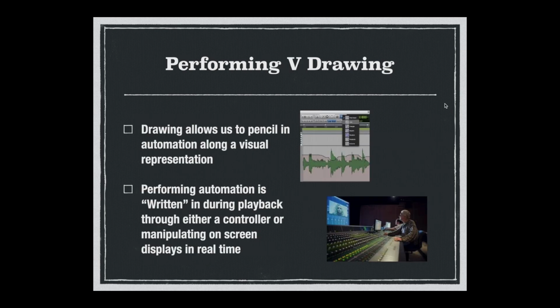So we can control the automation in one of two ways: performing the automation or drawing in automation. Drawing the automation allows us to pencil in automation along that visual representation I showed you before. This is a screenshot of Pro Tools. We can pull up the automation line and use our pencil tool to actually draw in automation points, or our hand tool to move the automation points around.